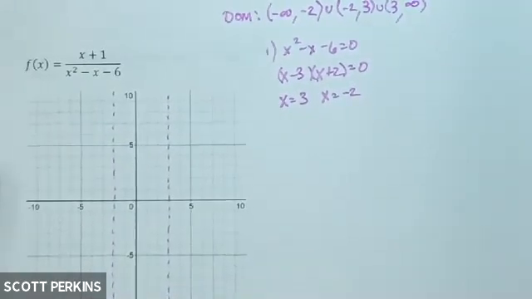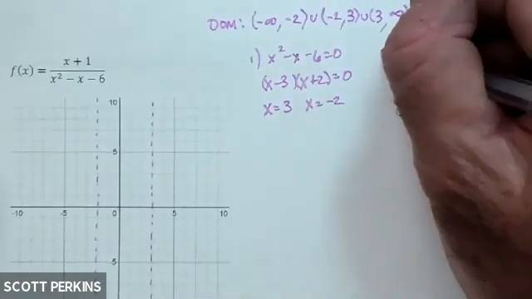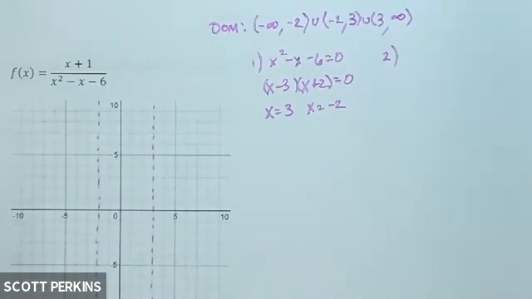All right, so once we're done with that, we found the domain, we found the vertical asymptotes. Step 2, find the horizontal asymptote. There's only one. Ask yourself, which situation is this? Turn back to the front page of your notes if you need to.